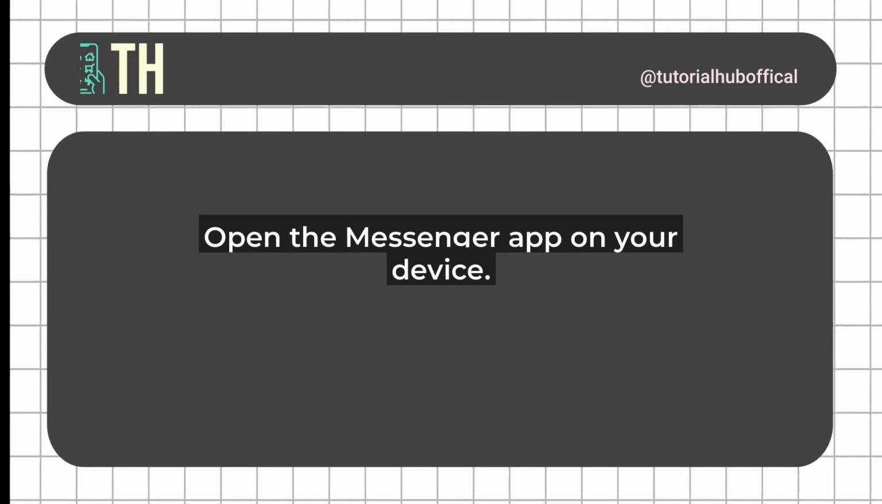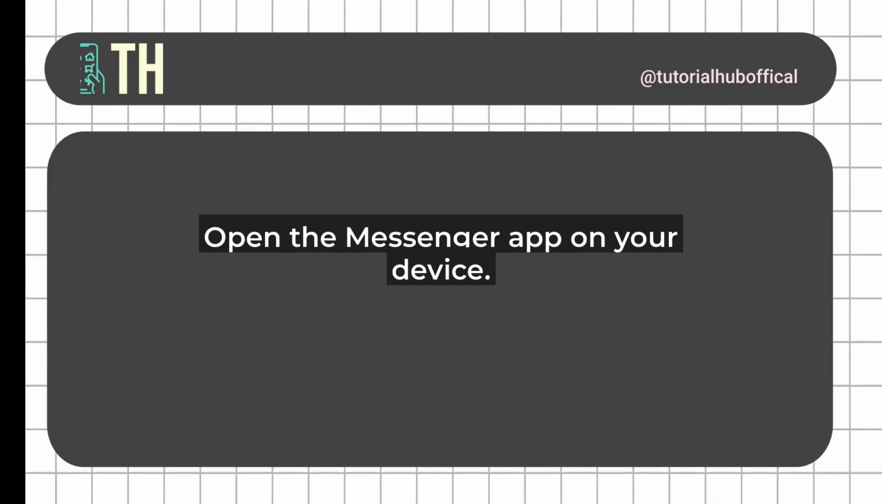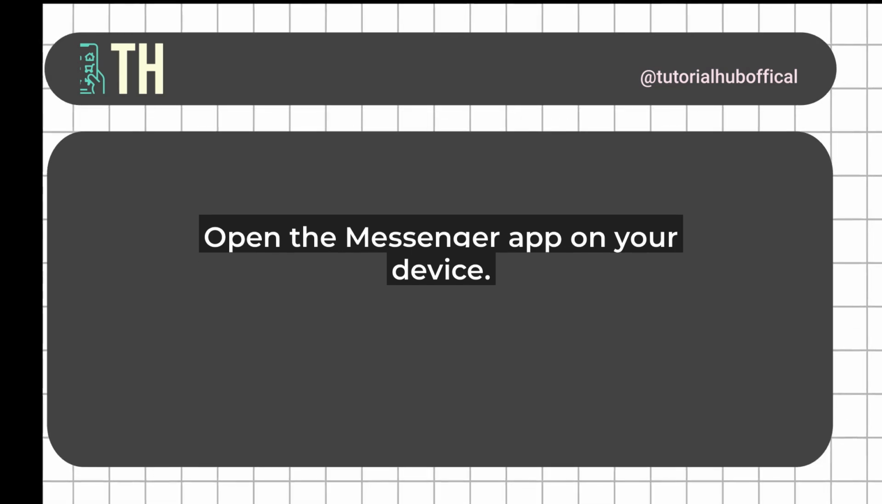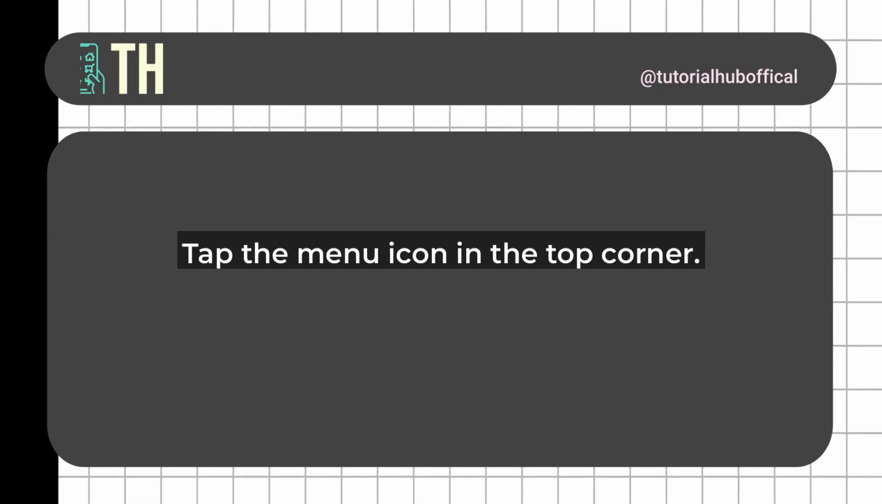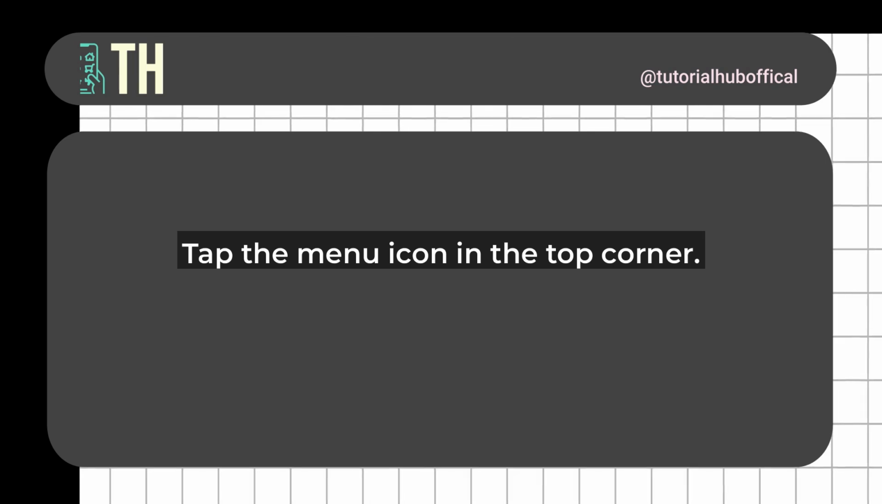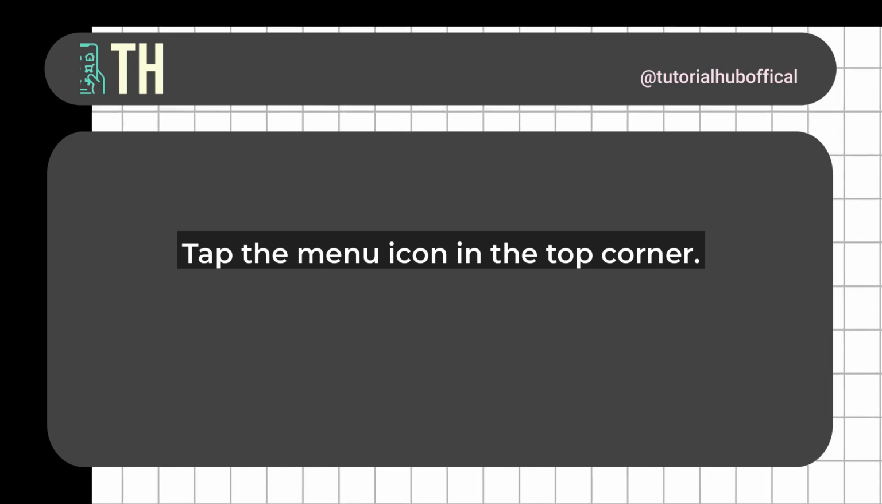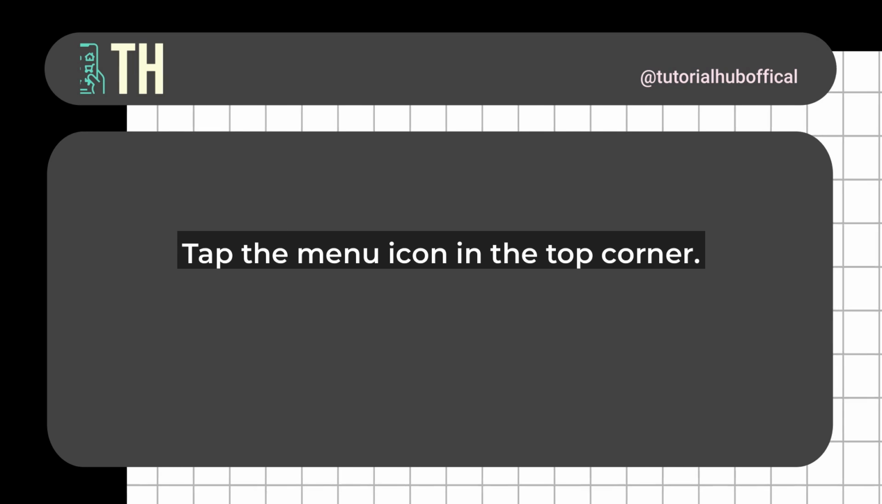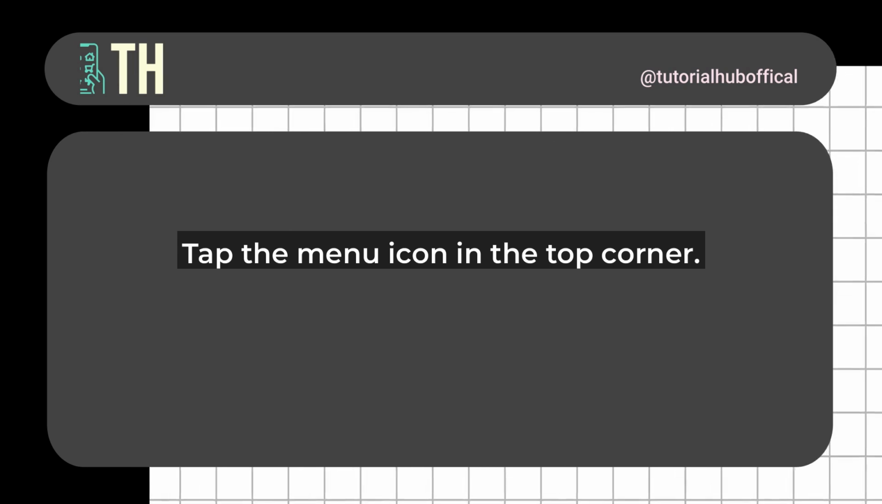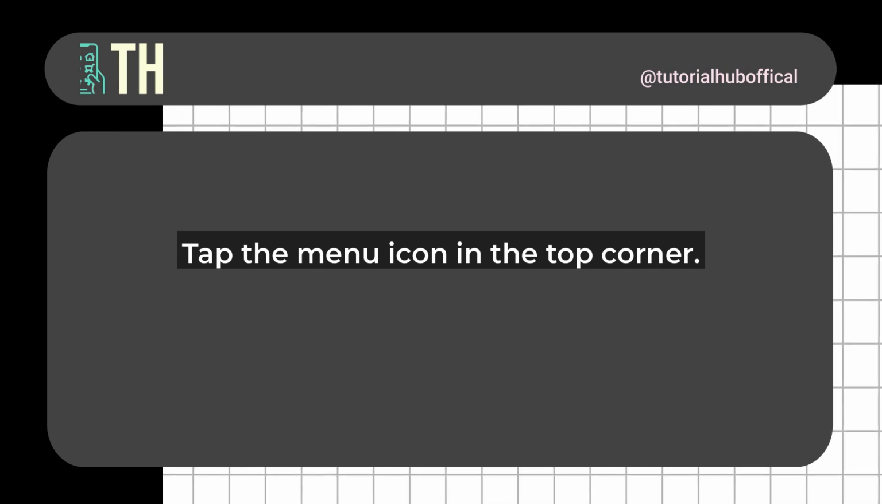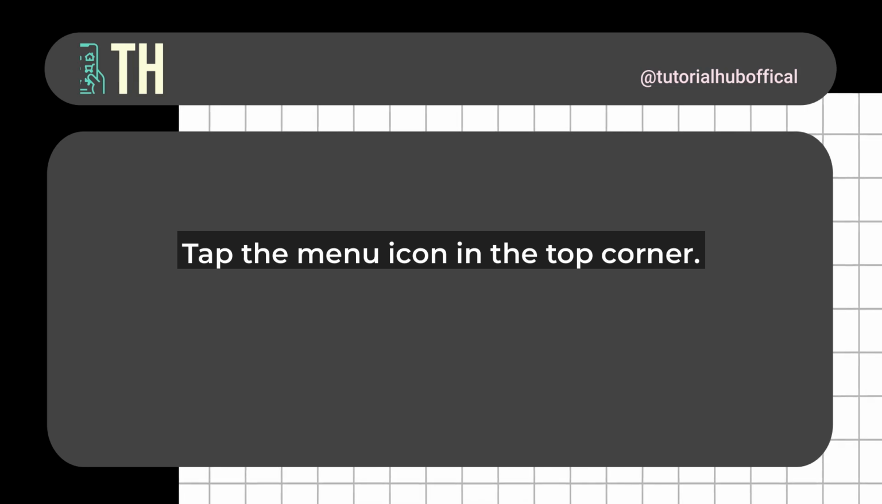Let's dive in. First things first, make sure your Messenger app is up to date. Head to your device's App Store, search for Messenger, and install any available updates. This ensures you're using the latest features for 2025. Once that's done, open the Messenger app on your phone or tablet. You'll land on the main screen with your active chats.